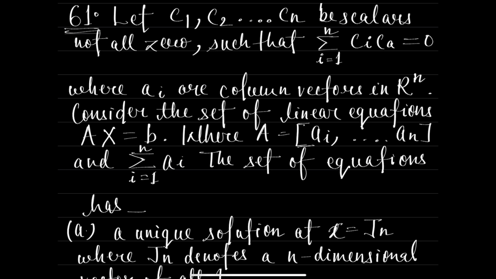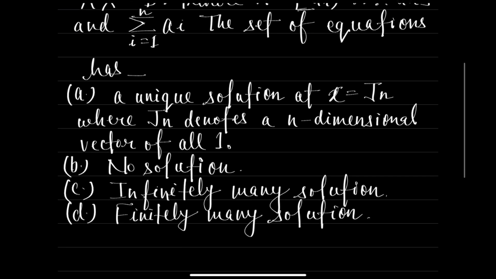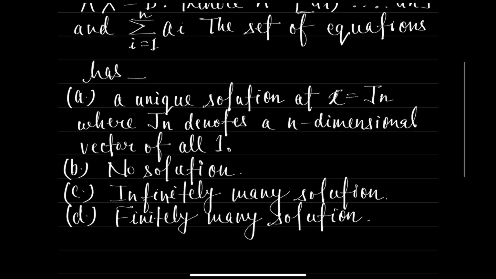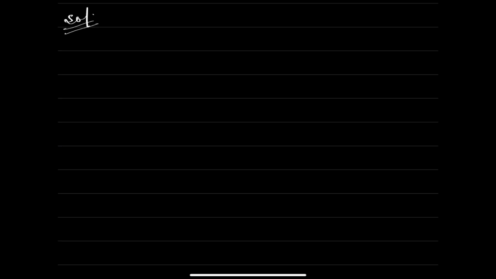The set of equations has four options. Option A: a unique solution at x equals Jn, where Jn denotes an n-dimensional vector of all 1s. Option B: no solution. Option C: infinitely many solutions. Option D: finitely many solutions. We have a problem which is completely conceptual. For solving this problem, we need the definition of independent or dependent.